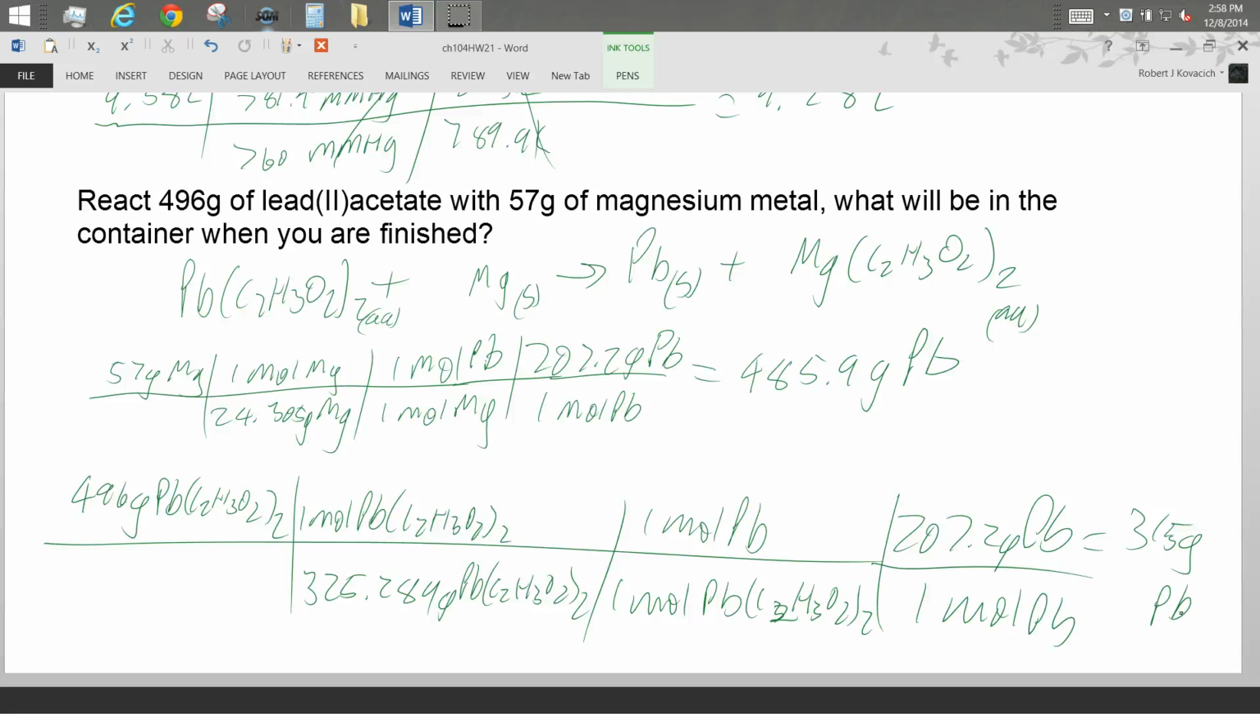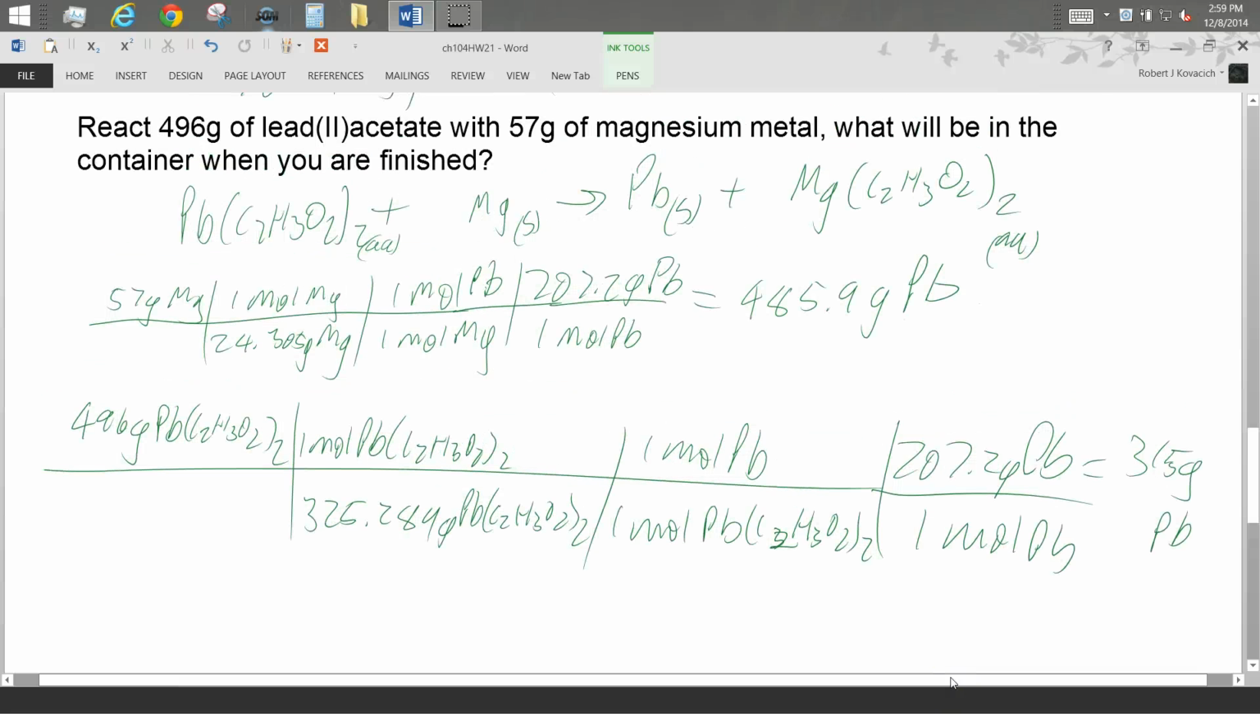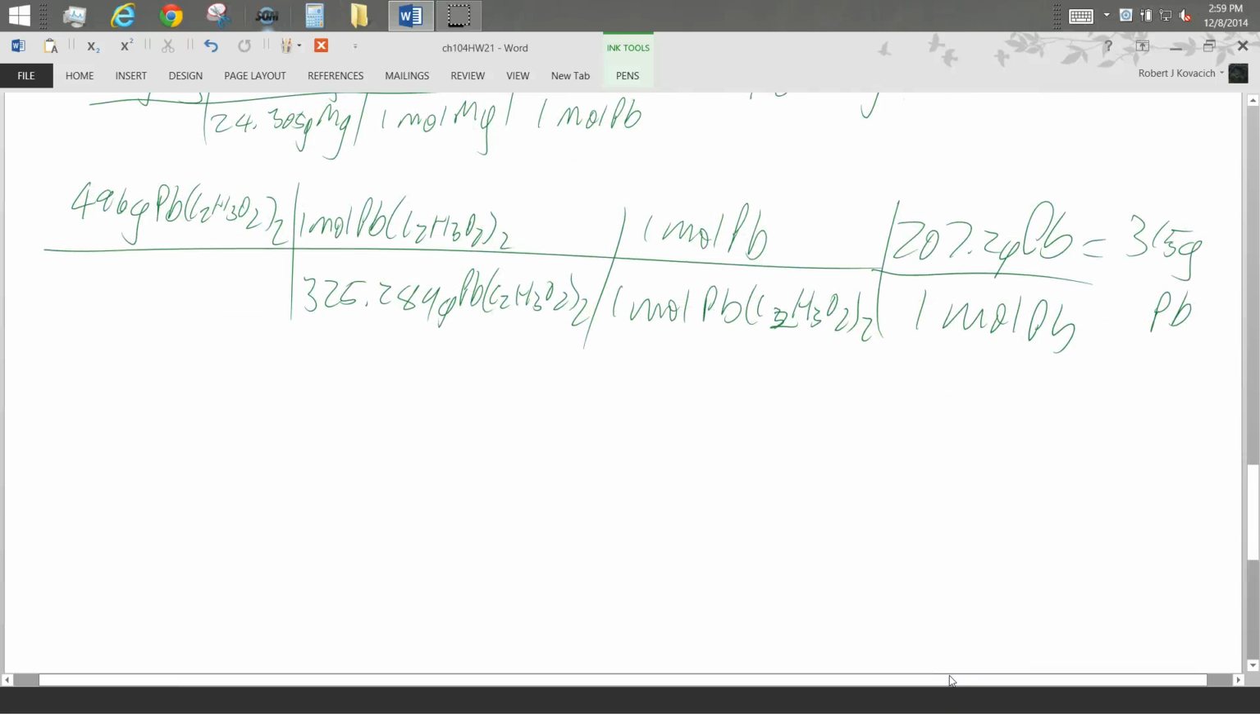Lead(II) acetate. So what I know right now is there's going to be 315 grams of lead in my container. There's going to be 0 grams of lead(II) acetate. There's going to be some magnesium left over. So let's figure out the rest of this. So I'll do out the magnesium acetate. 496 grams Pb(C2H3O2)2. Man, that's a lot to write. 1 mole.